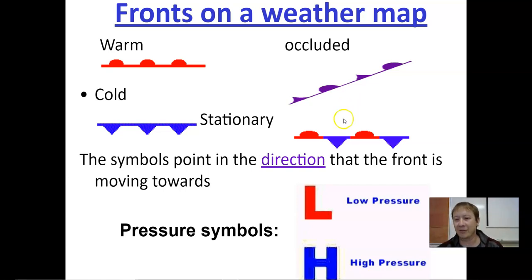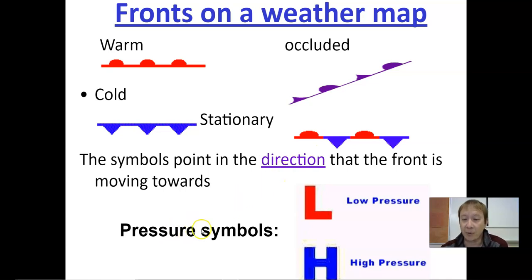And then the stationary front alternates red and blue. It indicates that a warm and cold front have collided together and they're not moving, so they're showing opposite directions. So it's basically staying in place. It will still move a little bit, depending on which one's stronger, but it's staying stable.